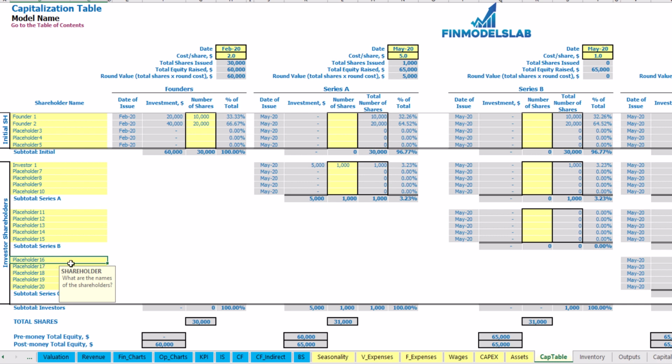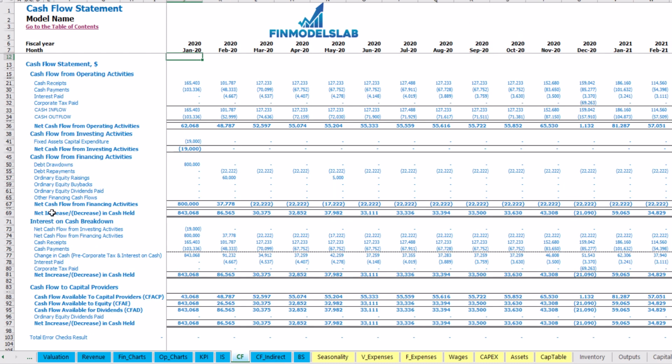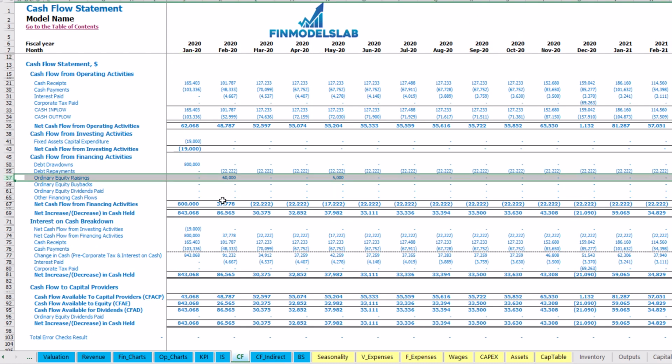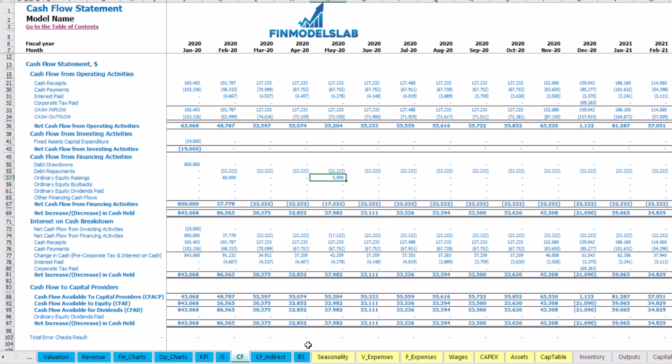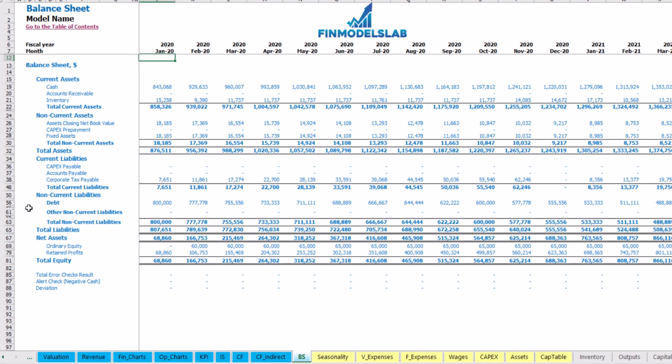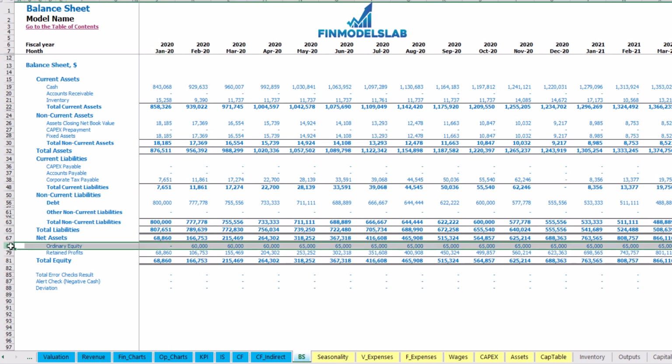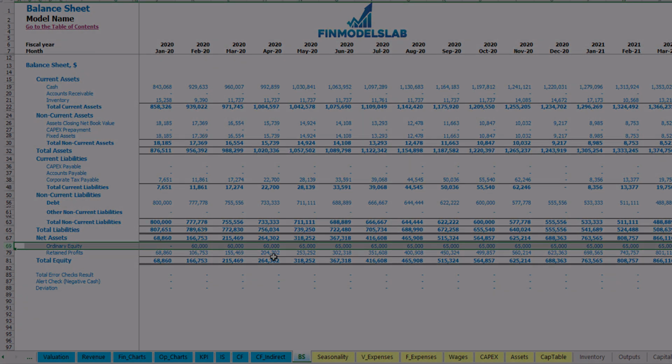You can also input some amounts for Series B and Series C. The same way you can set up the date, cost of share, and up to 5 placeholders for investors' number of shares. The amounts of funding you may see in the cash flow, in the ordinary equity raisings, and you may see the balance sheet, which shows you the total equity by months.